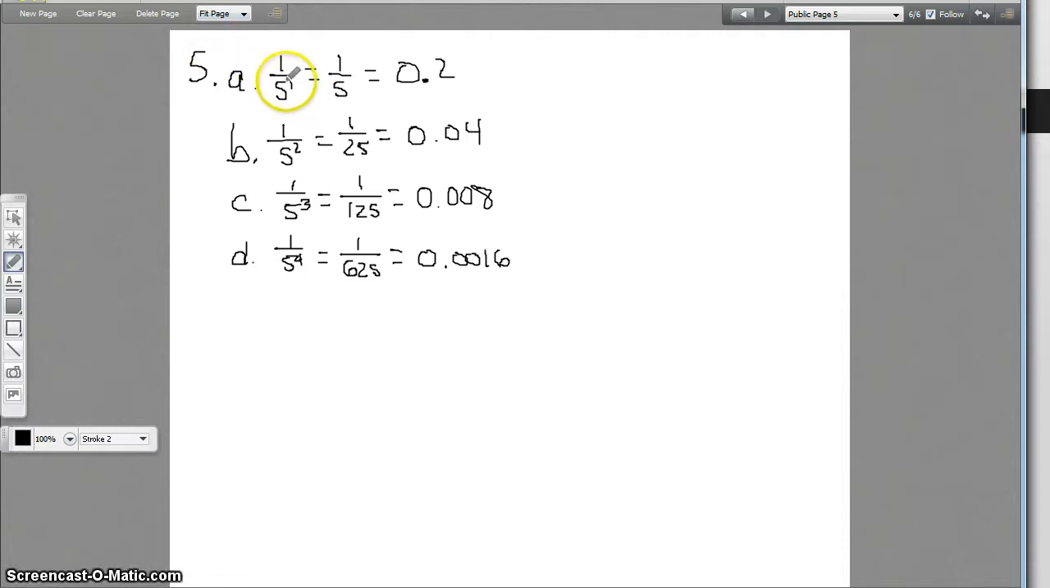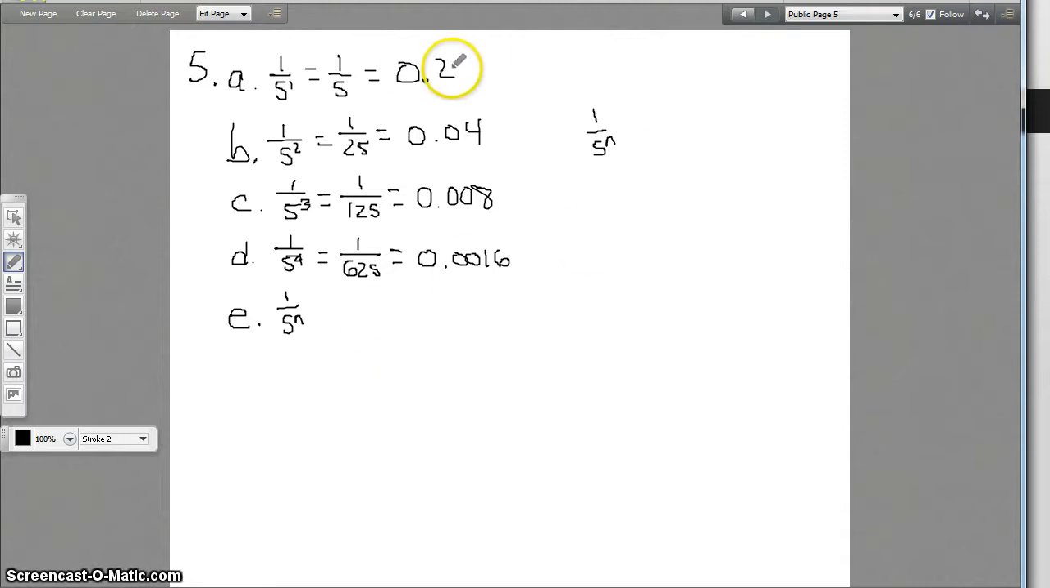Like we had 1 over 5 to the first power, n would equal 1 here, n would be 2, n equals 3, n equals 4. So we're doing the decimal form of 1 over 5 to the n. That's the fraction that we're looking at, and we converted all of those to decimals. So part E says, do you think 1 over 5 to the n, whatever your n value is going to be, is a decimal that terminates, or is it going to have repeating digits?